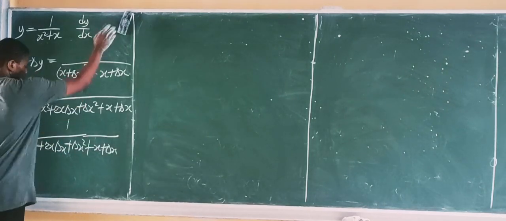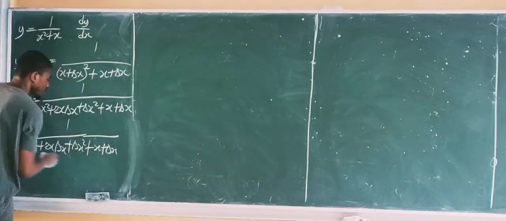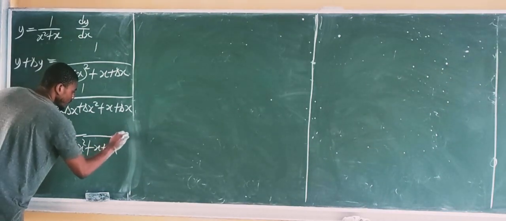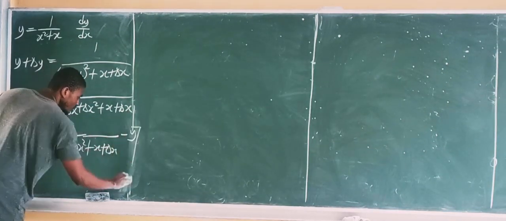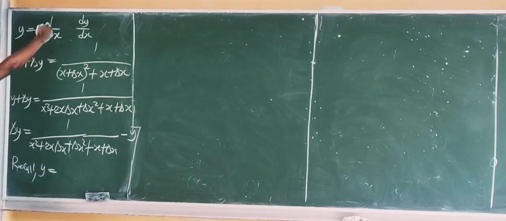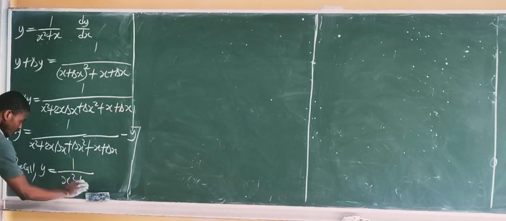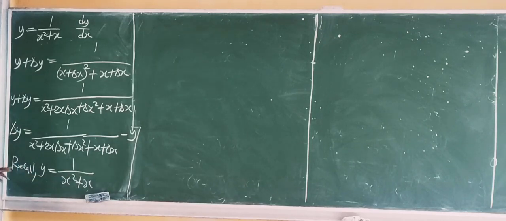Minus y. So I have this. Now recall that y itself is given simply as 1 over x squared plus x. Recall that y is equal to 1 over x squared plus x. So in place of this y, I will simply replace it with 1 over x squared plus x.